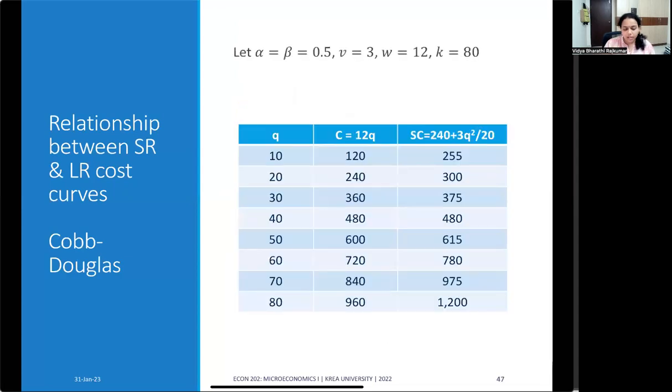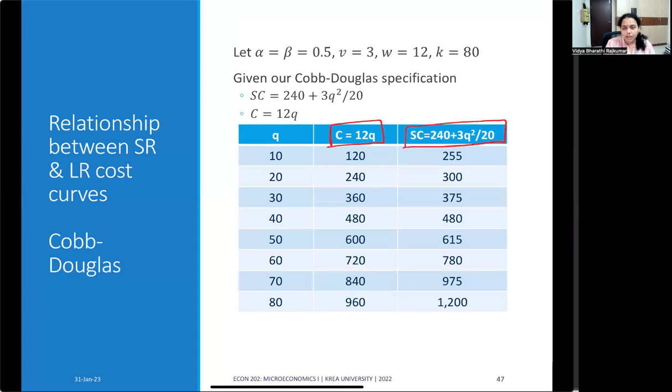So if we, just by plugging in some numbers for alpha, beta, v, and w, we have our long and short-run cost functions. So C is equal to 12Q actually comes from an earlier example that we did a few slides ago. And we also have a short-run cost function. Okay, so we've identified our K1 is actually 80 in this case. So we've gone ahead and solved it.